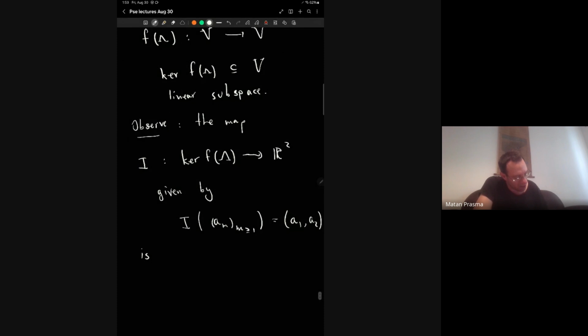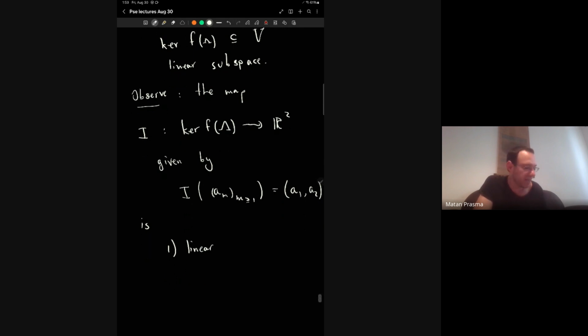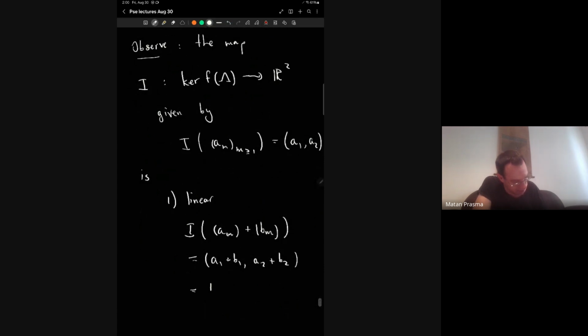This map is, well, first linear. This is a map between linear vector spaces. It's again very easy to see because I of AM plus BM, if AM and BM are two solutions, this is just A1 plus B1, A2 plus B2, which is by definition I of AM plus I of BM.